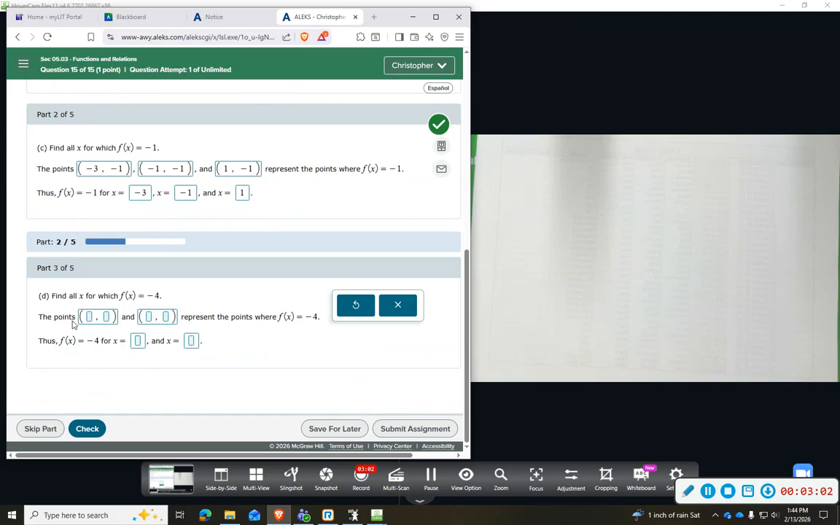All right, so we have -2 and -4, sorry, and then +2 and -4. And again, those two x values are -2 and +2.